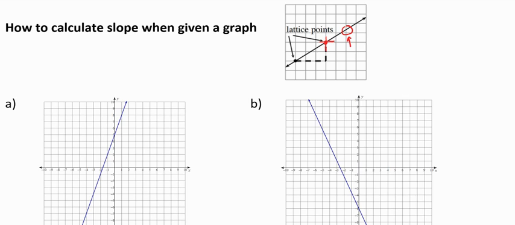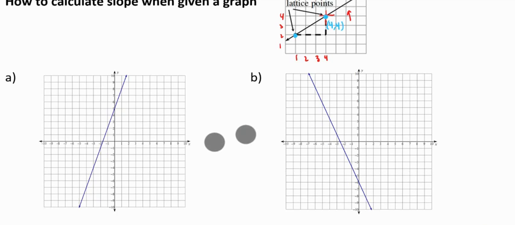Like over here, if I was to put some numbers on here, it's really easy to see that this blue point right here is at 4, 4. But with this point over here, it's a little bit tougher because it's in between two grid points. And I wouldn't be able to easily figure out what number it is. So again, lattice points are the ones that are directly in the corner of the grid point.